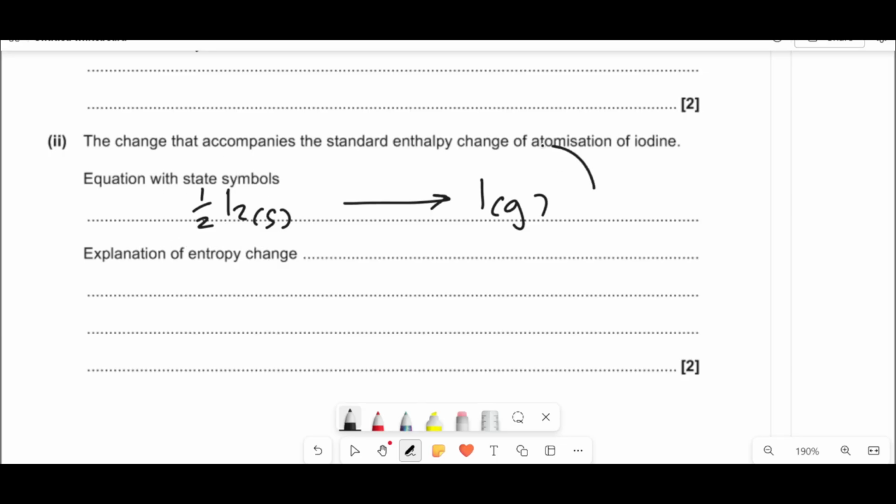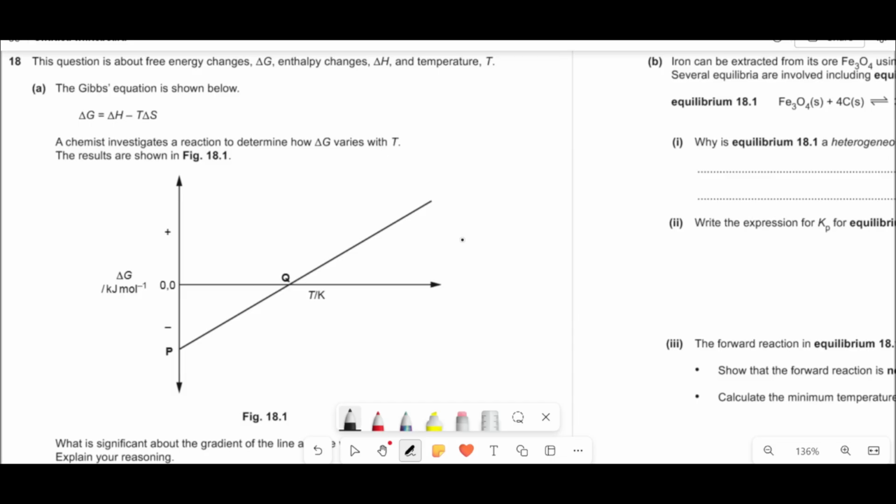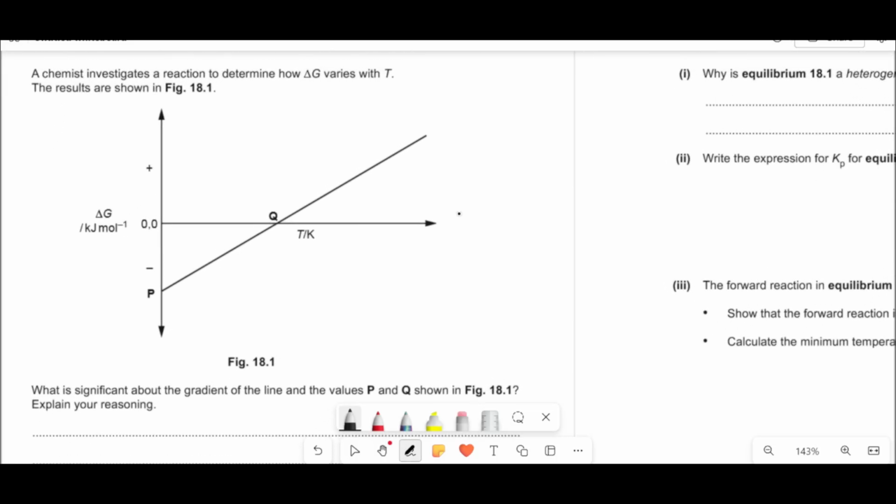Well, we're going from a half I2 to one of these. The entropy, and it was solid to gas as well. So then delta S is positive. The entropy increases. Why? Because we're going from solid to gas. Therefore, there is more disorder. There you go. This question's about Gibbs free energy change, enthalpy changes, and delta H and delta T, whatever, right? And it says, here's the equation. A chemist investigates a reaction to find how delta G varies with T, and the results are shown here.